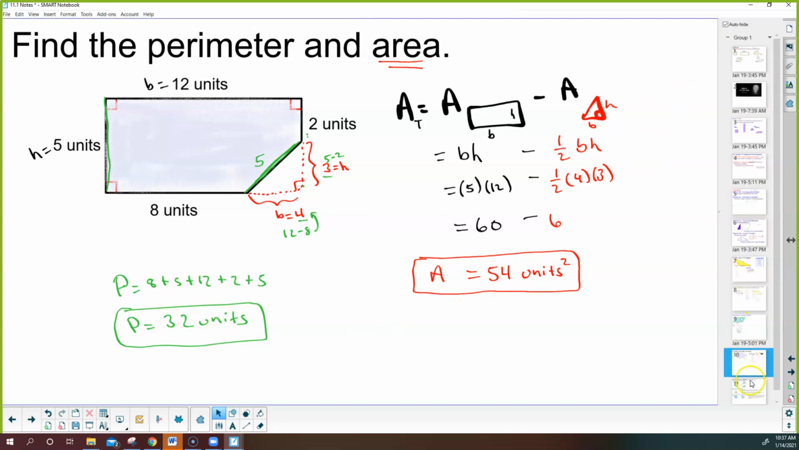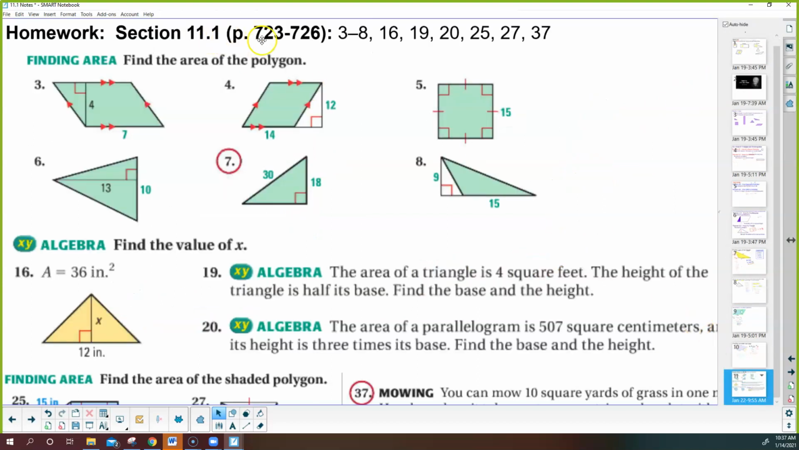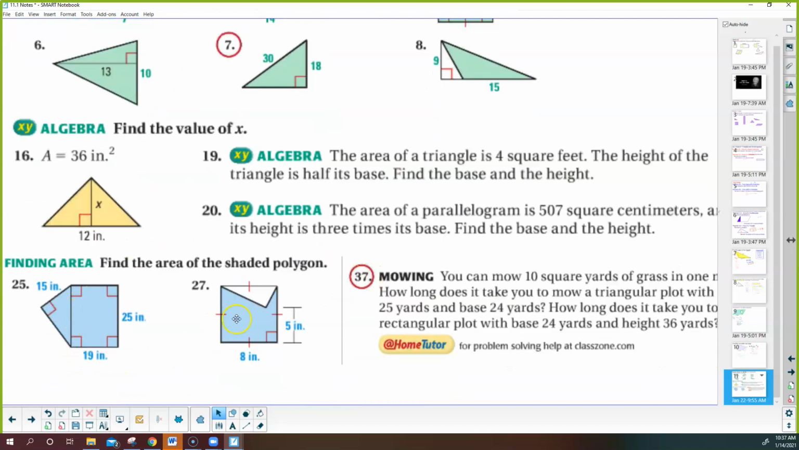All right, so here's what we got. Your homework tonight is, some of them are really quick, just find the area problems. Some of them involve working backwards like we did, and then some of them involve the shaded regions. So I just want to make a quick point with 25 and 27. Notice in 27, something is being taken out of it. And for 25, we have 2 shapes that are composite, or put together.